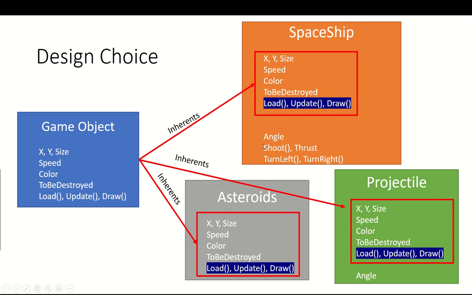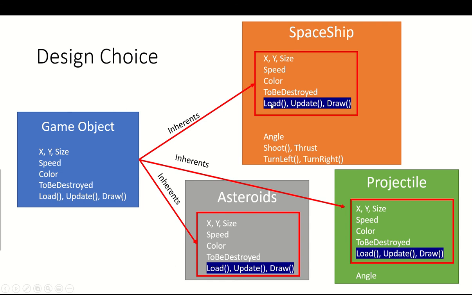It has an angle. I want to give it an angle. I want to turn these things based on an angle. Projectile as well. I want to give it an angle so that it can shoot at particular angles that the spaceship is at. But the asteroid, on the other hand, I don't need any angle. I don't need any thrust. I don't need any left or right turn. Don't need it for the projectile either.